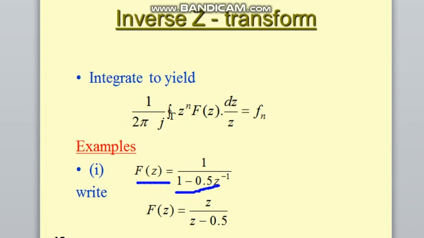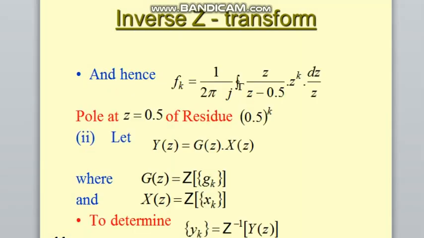Just multiplying z in the numerator and denominator, we get this. After that, going forward, we have to use this equation: f(k) is equal to 1 by 2πj, the closed contour integration of z divided by z minus 0.5 into z to the power k into dz by z. There the pole is z equal to 0.5, with residue 0.5 to the power k. After that you take Y(z) equal to G(z) X(z), and then you get y(k) equal to the inverse Z of Y(z).